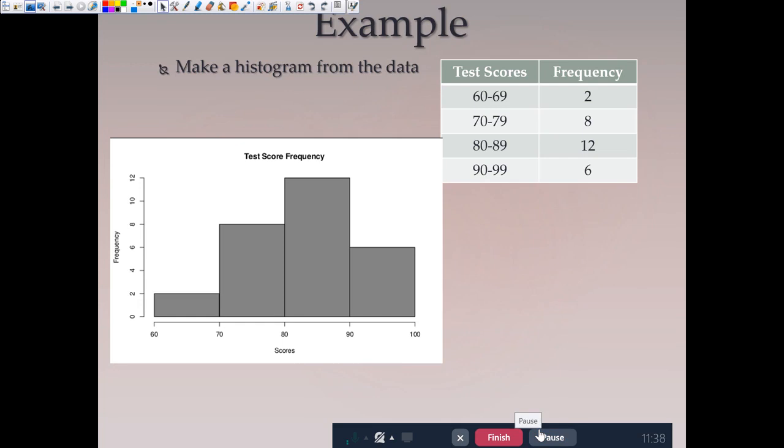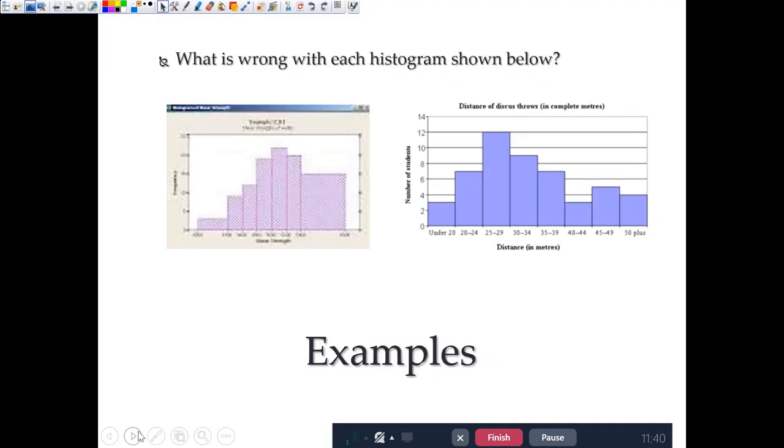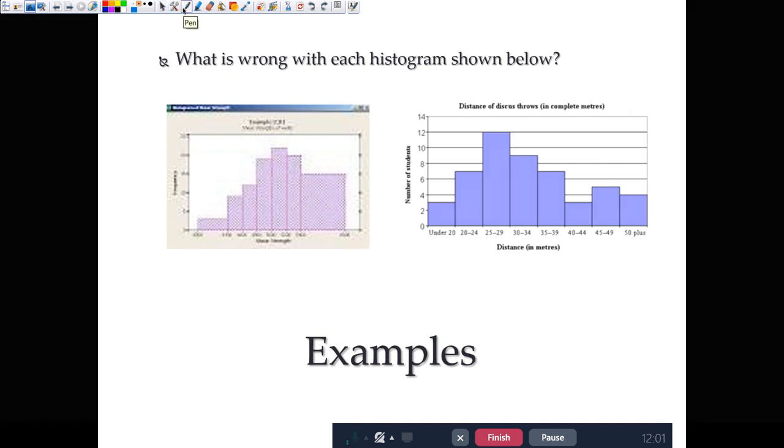Alright, so let's look at these histograms and we can see what's wrong with them. So they all have titles, they both have their axes labeled. So let's look at this first one here. What can we say about it that's a major difference? The sizes are different. Yeah, the bars are different widths. Yes. I think it does start at 0, but I don't know for sure. But the obvious problem is that the widths are different.